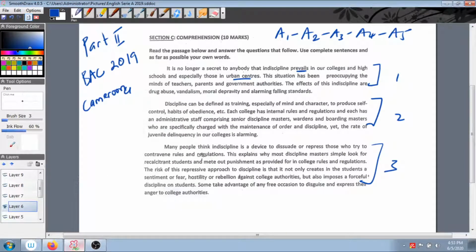Okay, let's continue. Many people think indiscipline is a device to dissuade or repress those who try to contravene rules and regulations. This explains why most discipline masters simply look for recalcitrant students and mete out punishment as provided for in college rules and regulations. The risk of this repressive approach to discipline is that it not only creates in the students a sentiment of fear, hostility, or rebellion against college authorities, but also imposes a forceful discipline on students. Some take advantage of any free occasion to disguise and express their anger to college authorities.